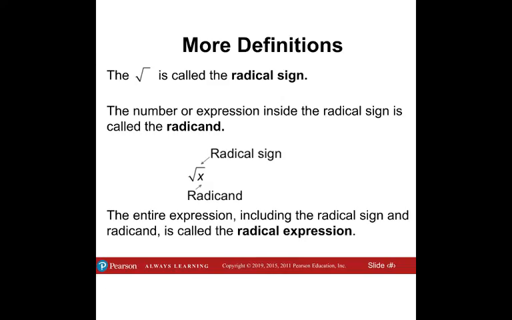This symbol is called the radical sign. The number or expression inside the radical sign is called the radicand. So the radical sign is a symbol, the little house, the square root symbol. And the radicand is the expression inside the radical.